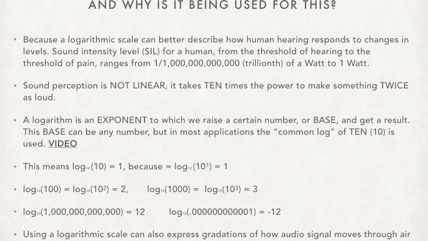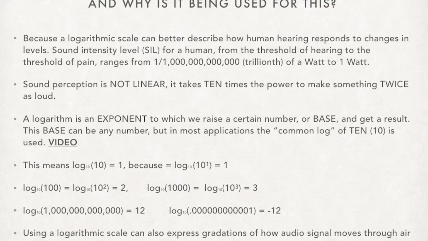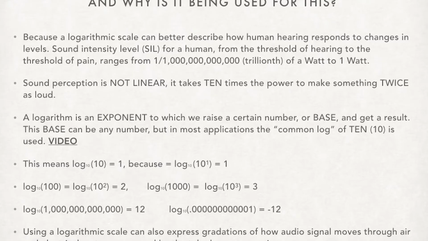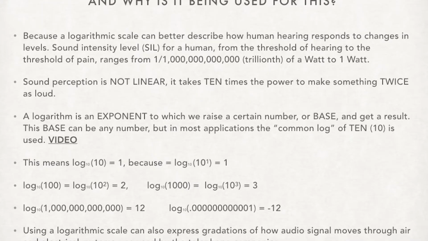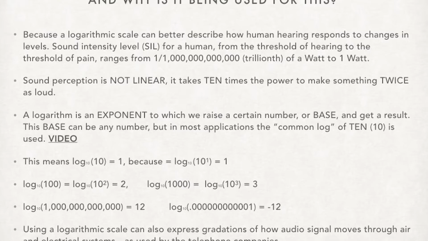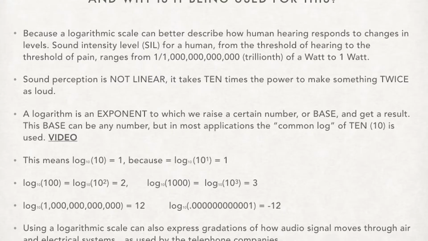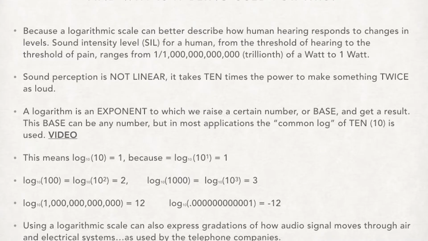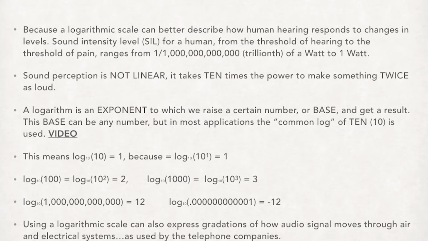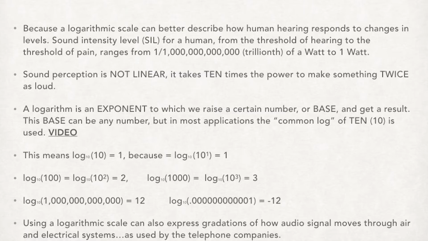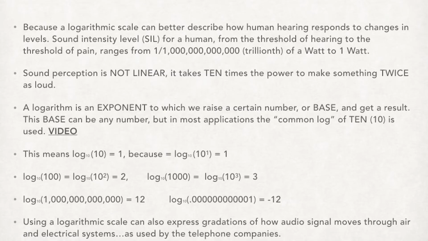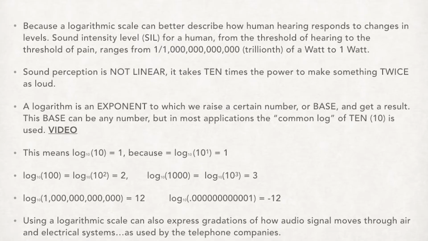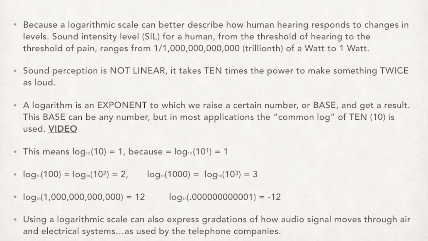common log of 10. If I want to take the logarithm of 100, for instance, and we're using base 10, 100 equals 10 squared. So the log of 100 is going to be 2. Because 10 to the 2 equals 100. The logarithm of 1,000 is 10 to the third, so we get 3. The logarithm of a trillion ends up being 12. Now we can sort of manage these numbers.